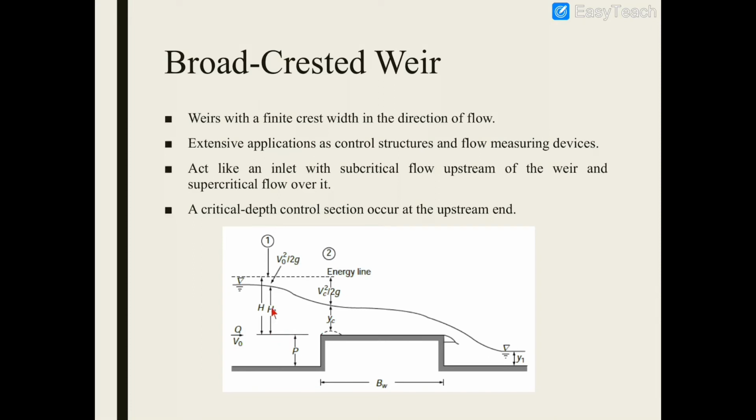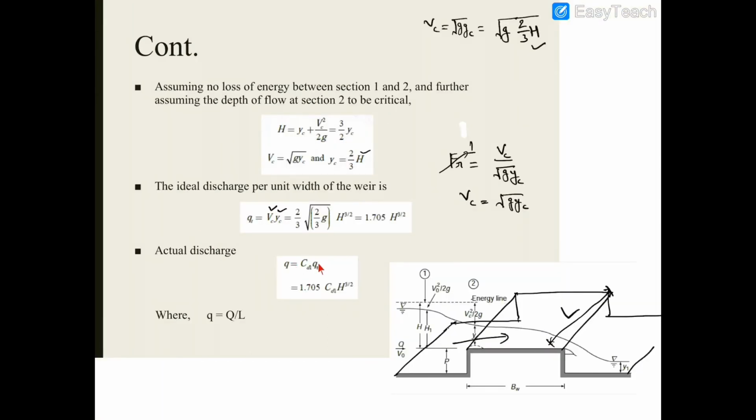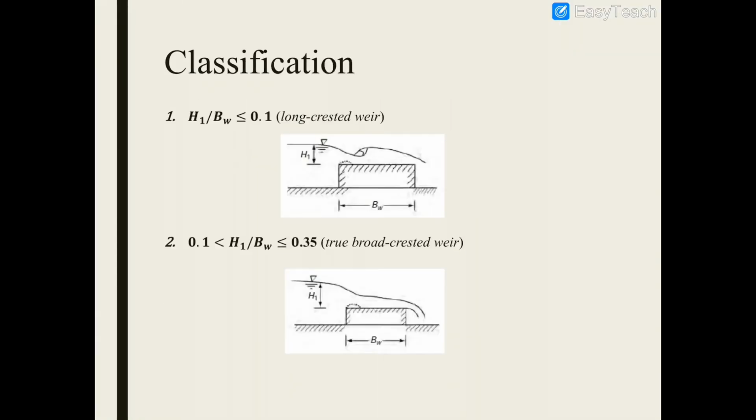Okay, this H1 is the height of water surface elevation which is measured above the weir surface sufficiently upstream of the weir face. Clear? This is H1. And CD is the coefficient of discharge. Later we will discuss how to find the CD and CD1 coefficients.